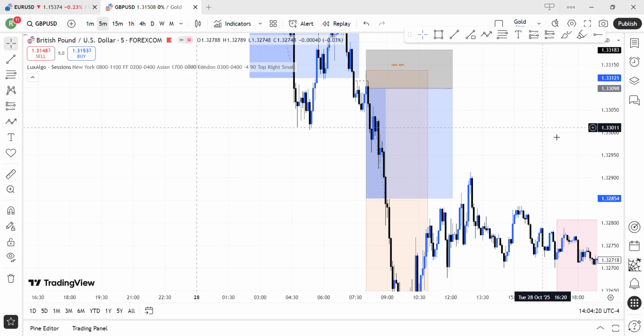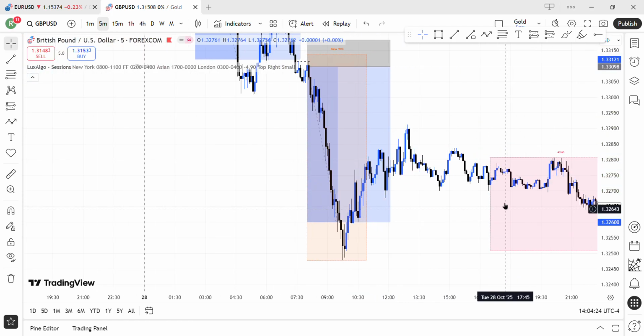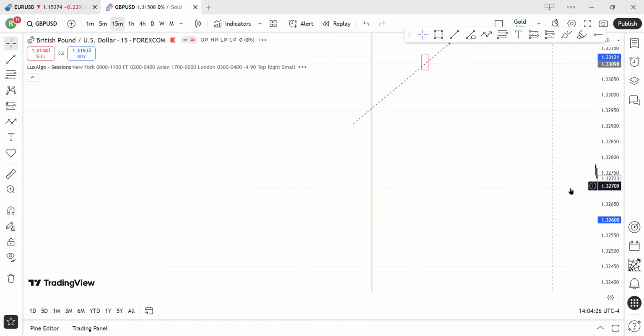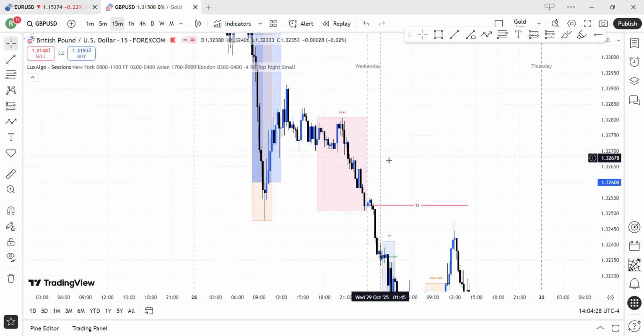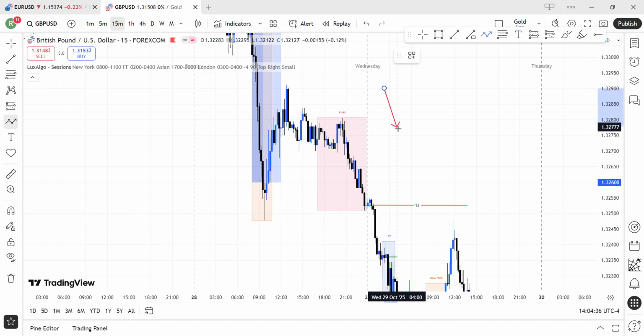This is around like 8 pip again. We continue to push lower. Great. Let's move on to next day. What happened during Asia? We built up some liquidity, we swept this liquidity, pushed lower. See, sellers are in control. Whoever is inducing, they are in control.